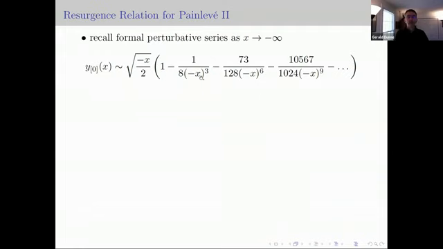Here I just recall the first coefficients of this formal perturbative series. So this is even before we get to these exponential terms of the trans-series. Remember that we can generate systematically as many of these coefficients as we want, but there's no closed formula like there was in the Airy case yesterday.